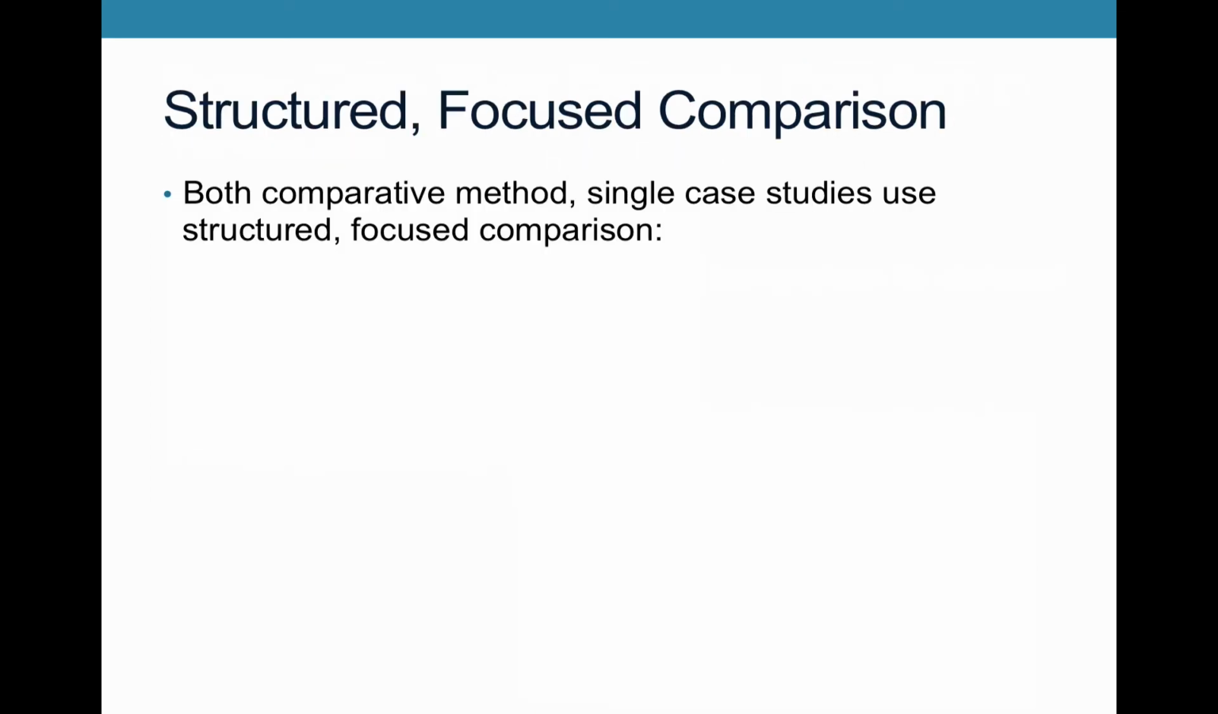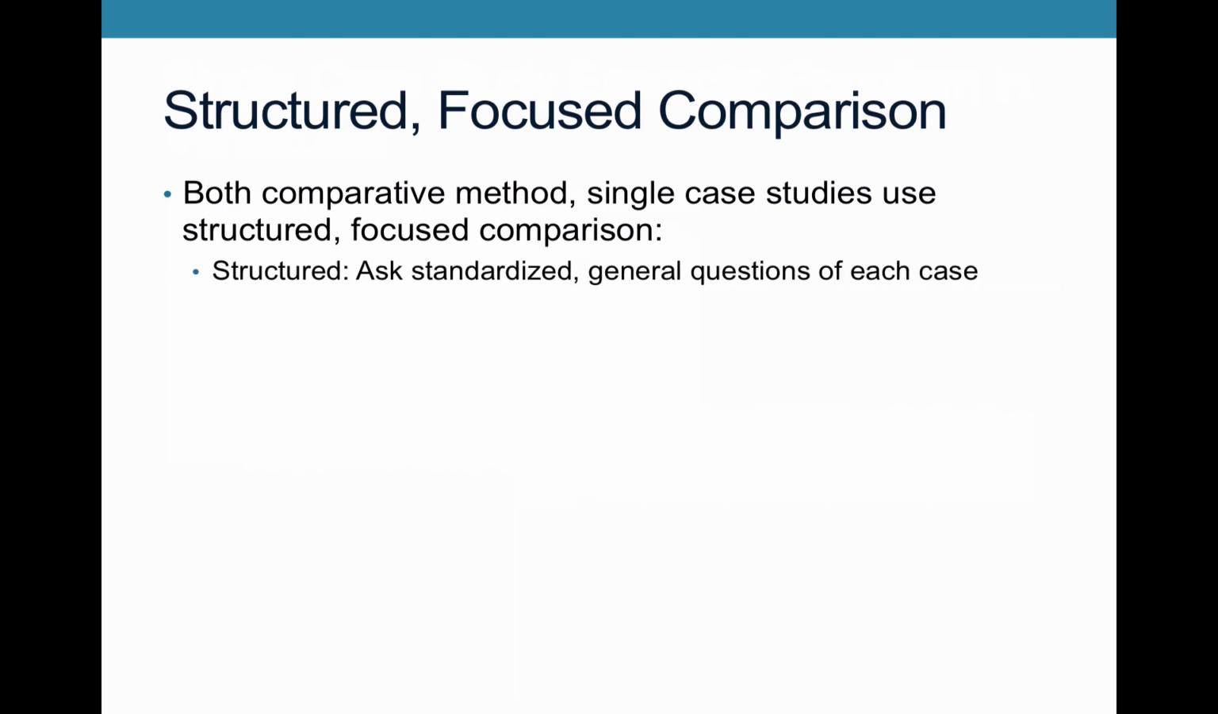Something key to keep in mind is that both the comparative method and single case studies use what we call structured focused comparison. This is at the root of small n research in political science, and is why it would be different than a simple ethnographic study, one that you would do in another discipline. So this means that we still have the causal logic at the forefront of what we're trying to do. So what does structured and focused mean?